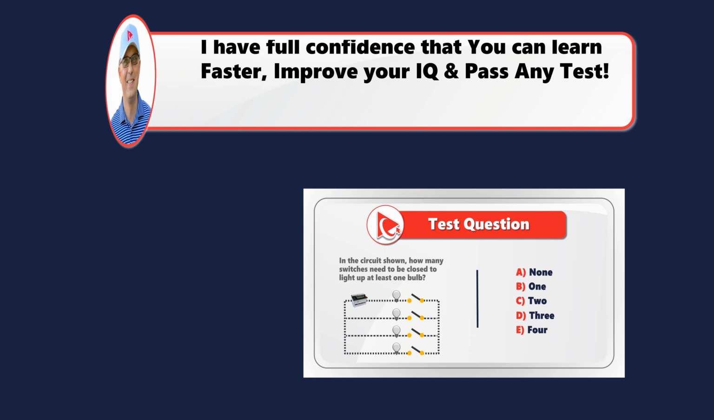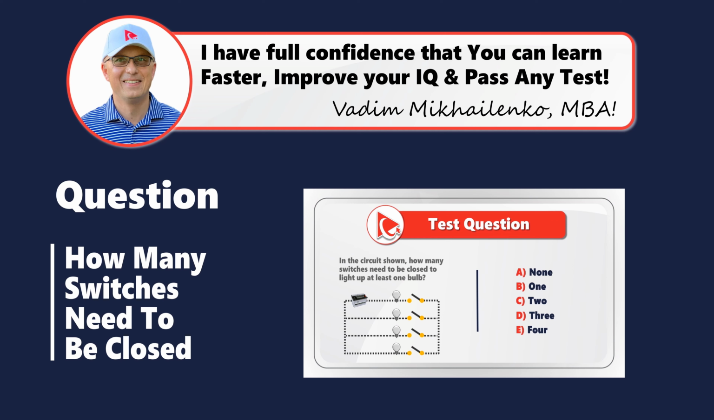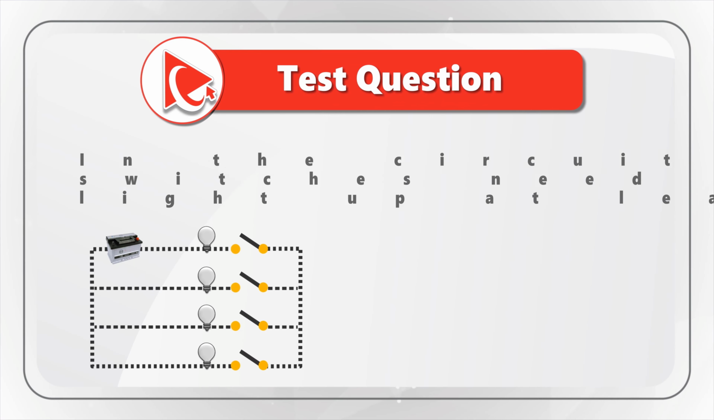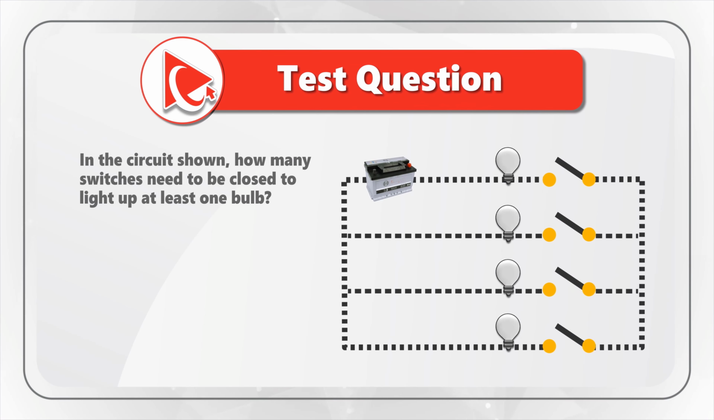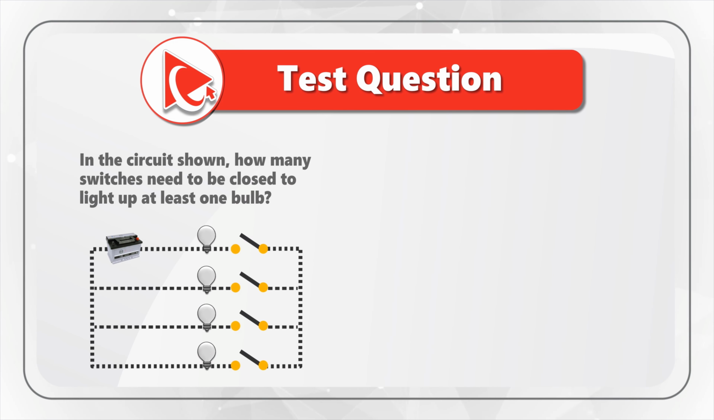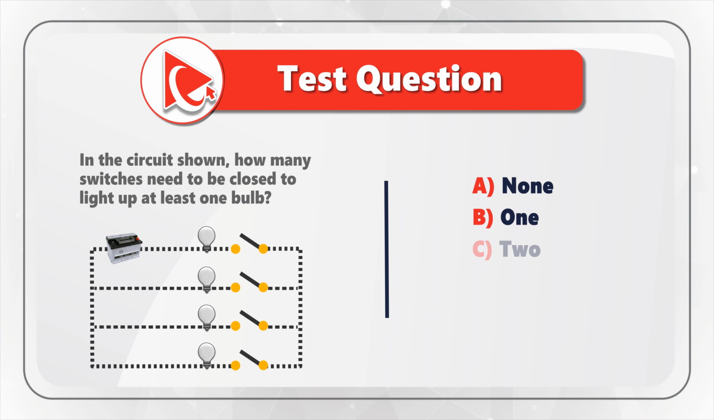Here's an amazing question to test your electrical skills, specifically your knowledge of electrical circuits. In the circuit shown, how many switches need to be closed to light up at least one bulb? You're presented with the circuit, and you need to select 1 out of 5 possible choices. Choice A, none. Choice B, 1. Choice C, 2. Choice D, 3. And last but not least, choice E, 4 switches.